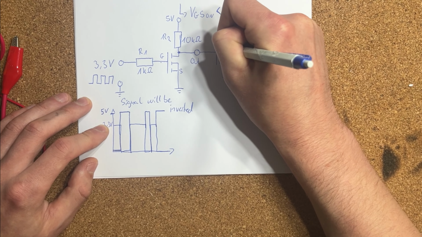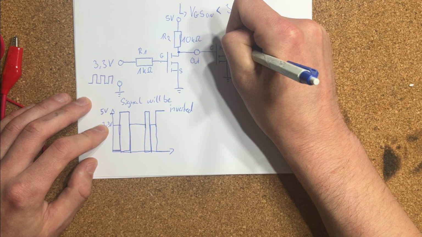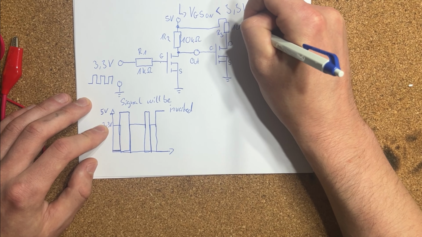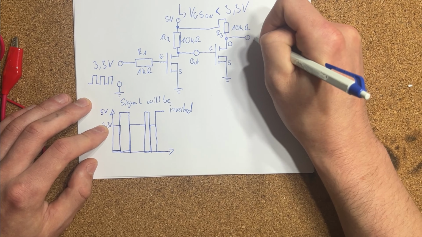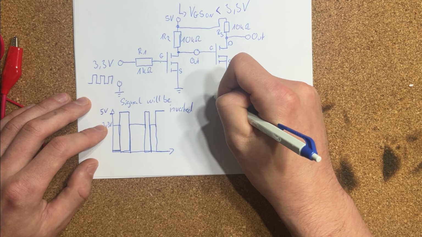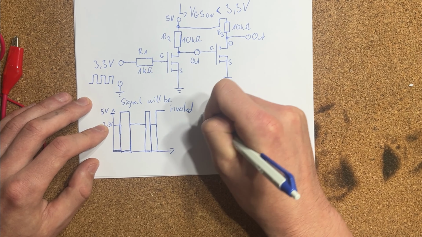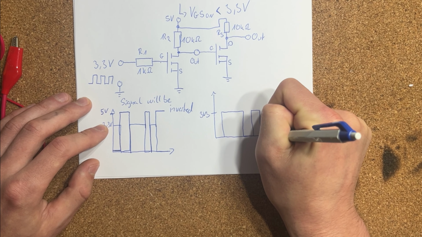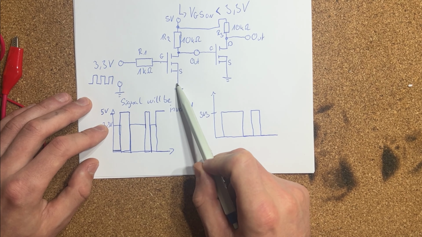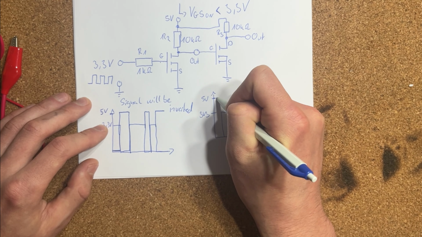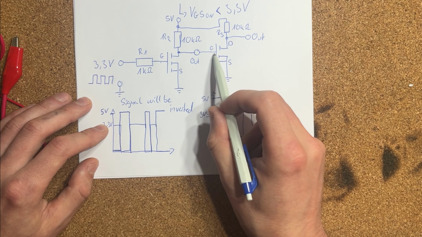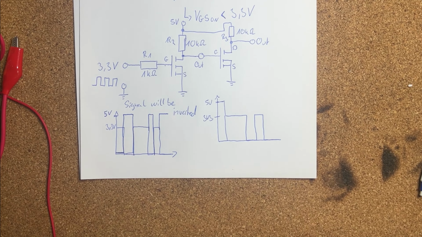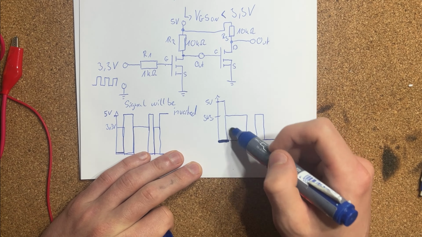To get the original logic back, I add a second inverter stage. The output of the first stage drives the gate of the second MOSFET. Again, the source is connected to ground and the drain is pulled up to 5 volt through another 10 kilo ohm resistor. Now the signal is inverted a second time. This means the final output follows the original ESP32 signal again, but now with a 5 volt logic level.